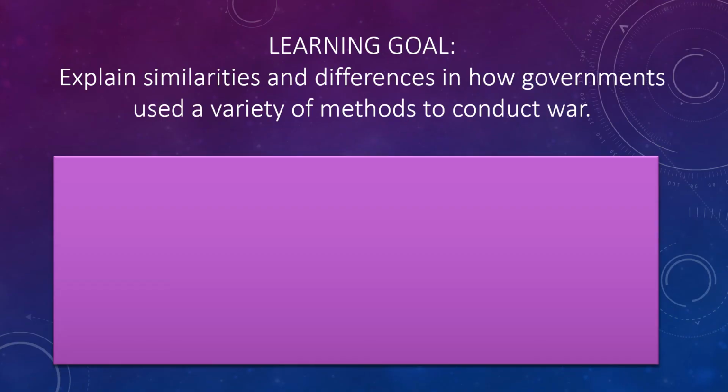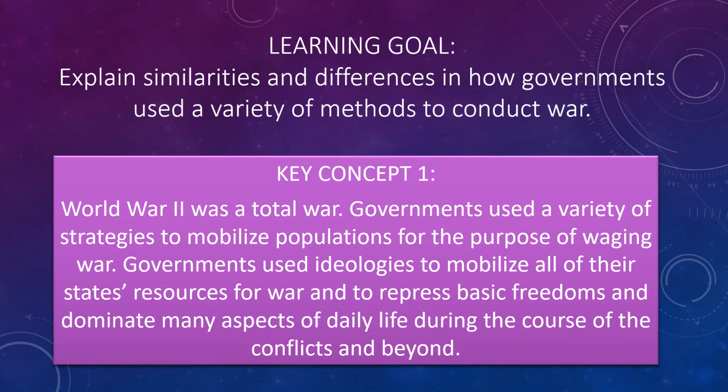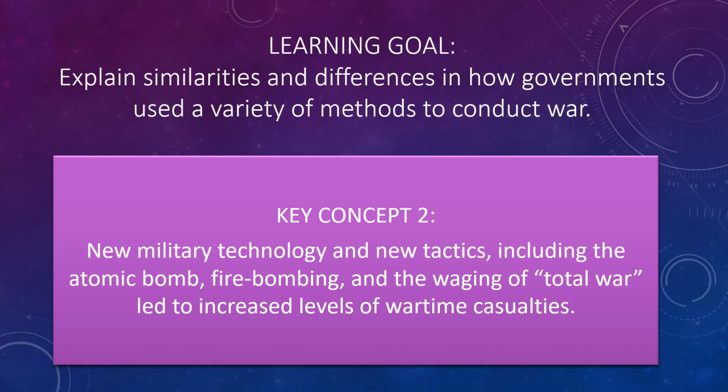I said at the beginning this was going to be a long one, so let's take a look again at what you need to know. We're going to take out all the extra words and get down to the heart of the matter. World War II was a total war. Governments used a variety of strategies to mobilize populations for the purpose of waging war. Governments used ideologies to mobilize all of their states' resources for war and to repress basic freedoms and dominate many aspects of daily life during the course of the conflicts and beyond. And then our second key concept, new military technology and new tactics, including the atomic bomb, firebombing, and the waging of total war, led to increased levels of wartime casualties.